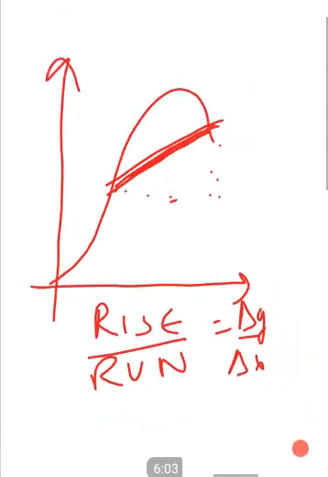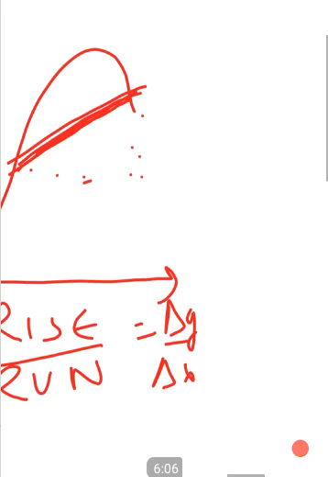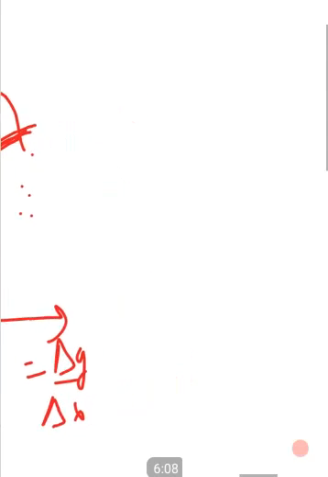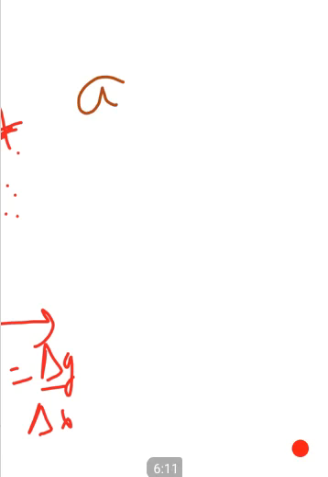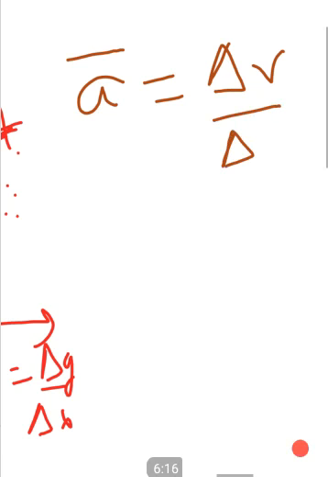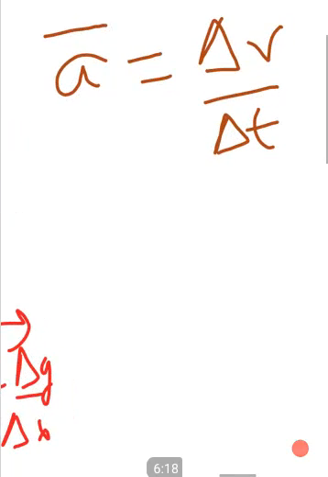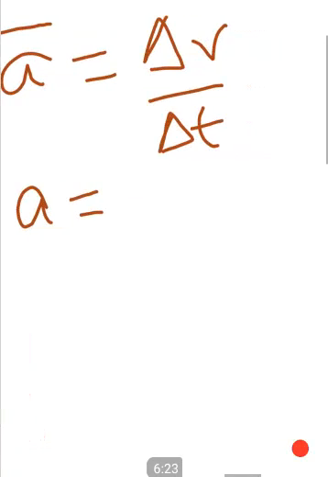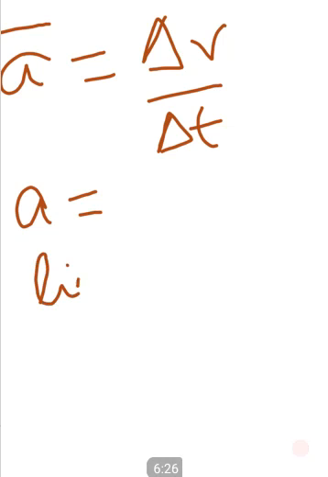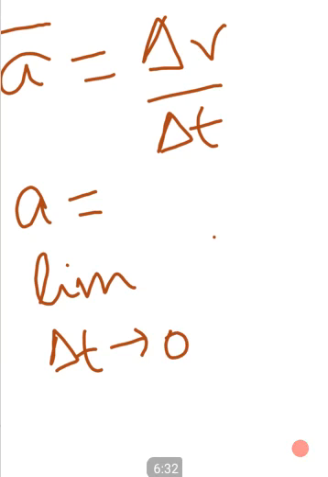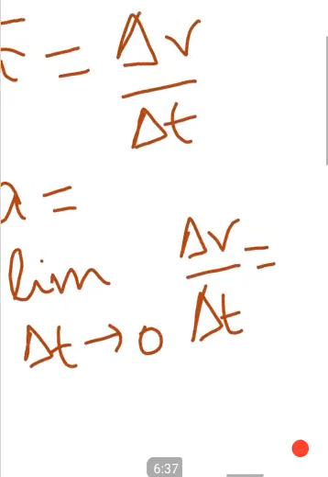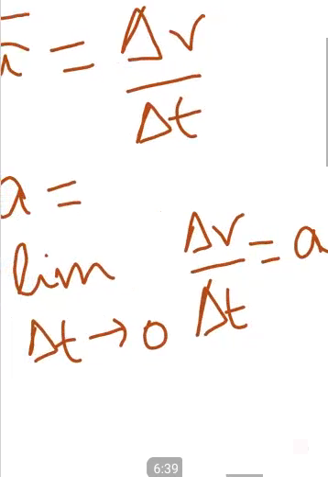And here delta y is just delta v. So average acceleration, we write it like this. Average acceleration is delta v over delta t. And the instantaneous acceleration, that is a, is a limit, remember. So the limit as delta t approaches 0 of delta v by delta t is equal to the instantaneous acceleration.